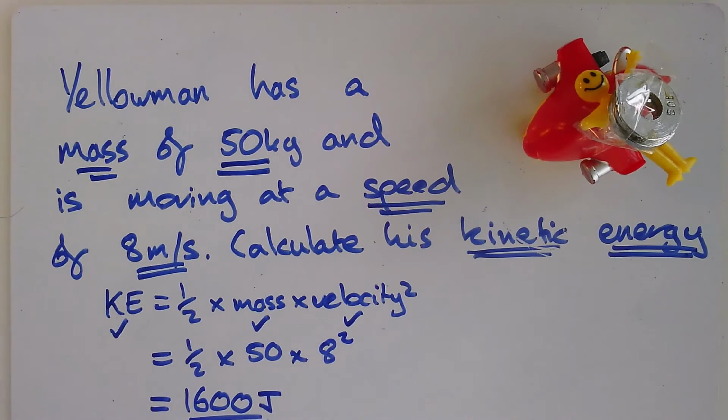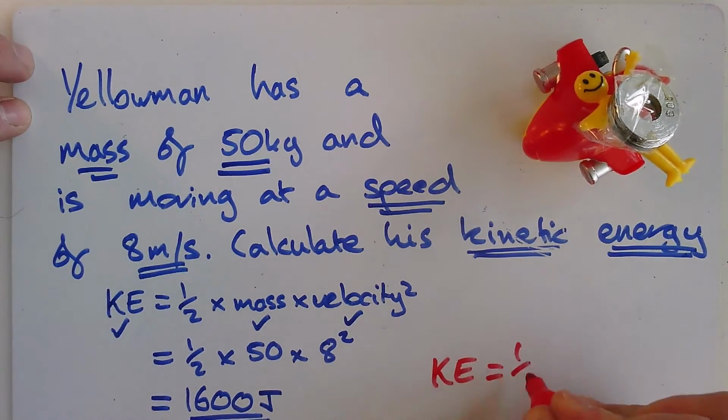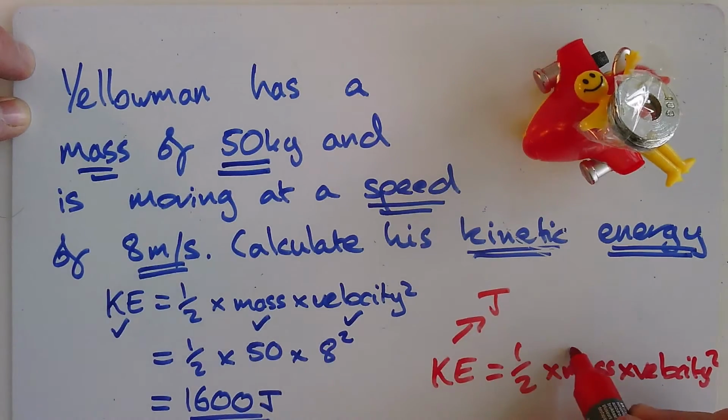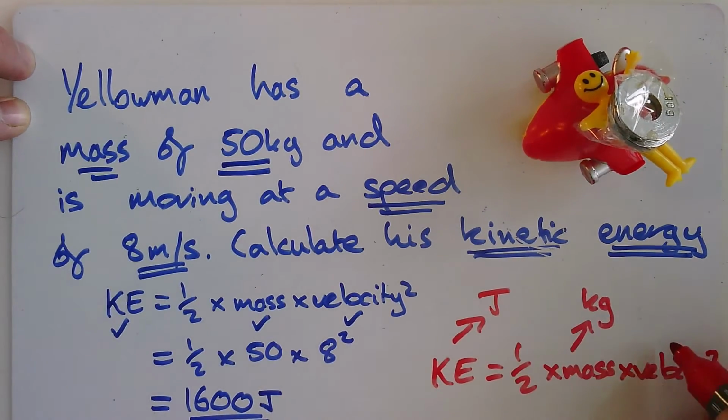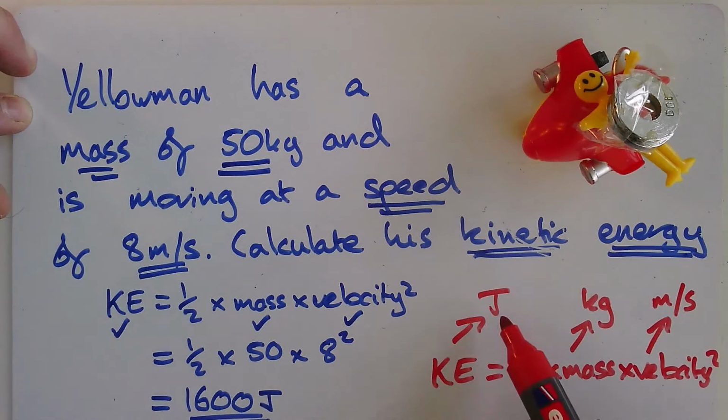Something I should have said beforehand when we looked at the equation, but sometimes it can get a bit long, is that when we have this kinetic energy equation, this is a useful way to make your notes. We're talking about all of these different things: kinetic energy, joules; mass, kilograms; velocity or speed with a direction, meters per second. So when we're doing a kinetic energy problem, we want the mass to be in kilograms, we want our speed to be in meters per second, and our answer will come out in joules if we keep to this convention.